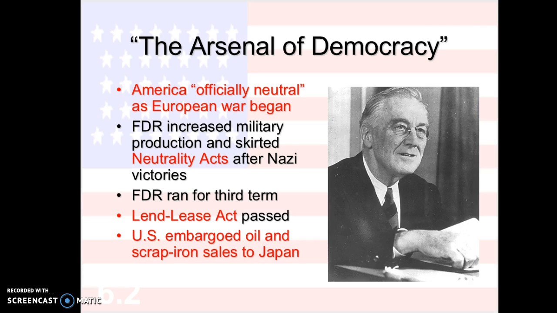And then he runs for a 3rd term, and people elect him because they want someone who knows what's going on.